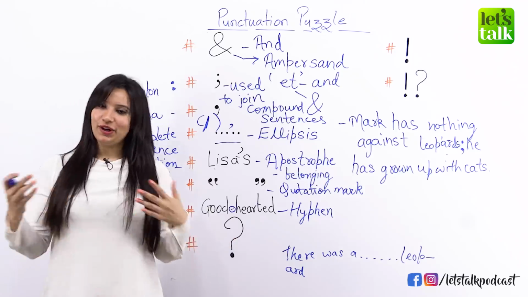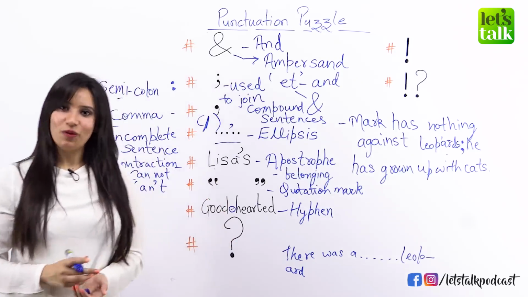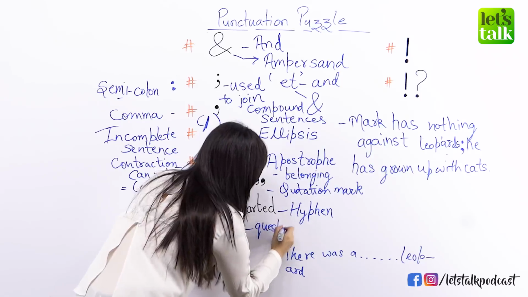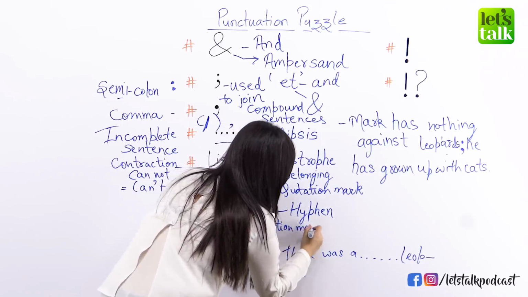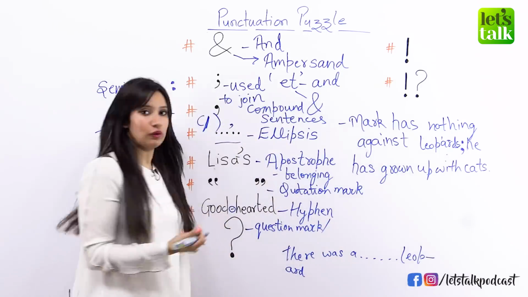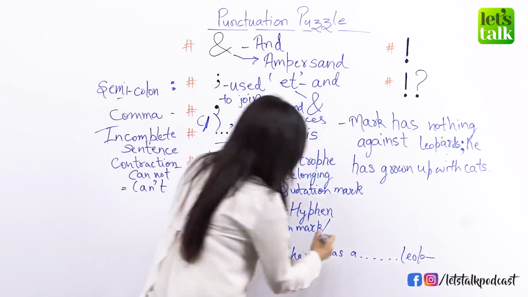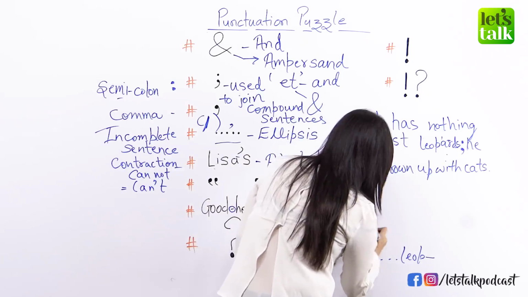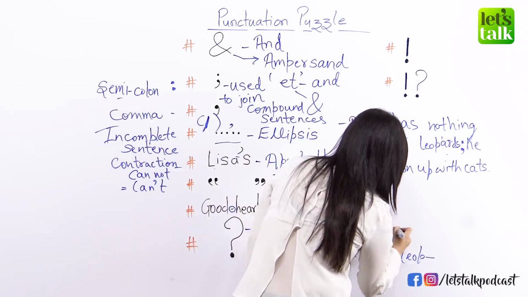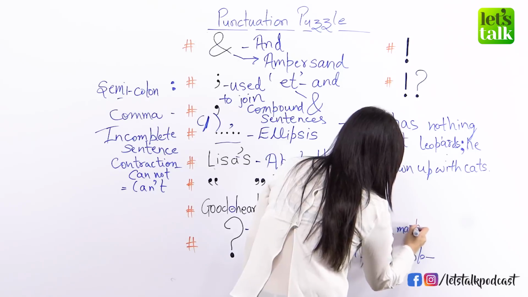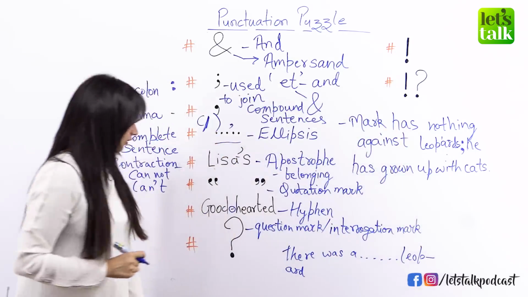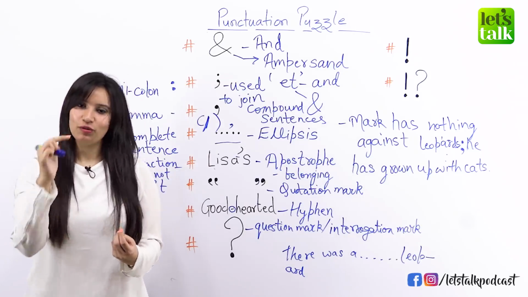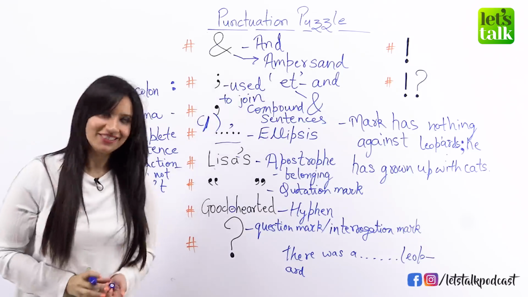This mark is a very famous mark. We all know about it. It's called a question mark. It's used at the end of questions. We also call it an interrogation mark. Did Mary get married? At the end of the question, you will put a question mark whenever you're writing.